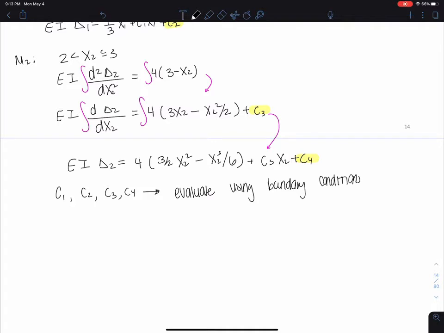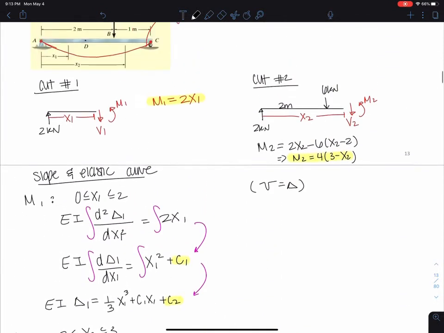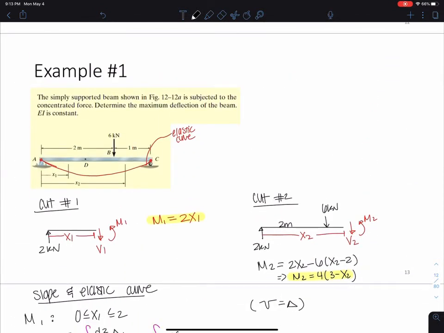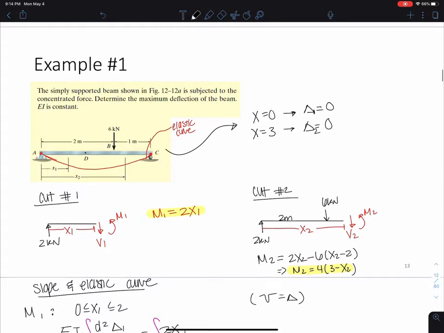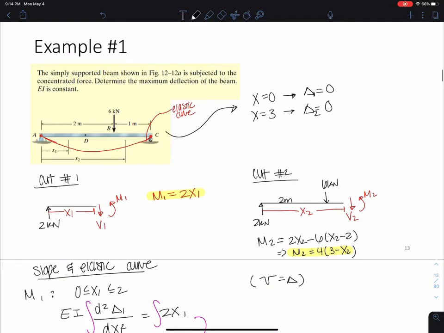What do we know about boundary conditions? So we go back to our problem and we say, well, I know a couple of things about this beam. I know that at x equals 0, my deflection has to be 0. And I know that at x equals 3, my deflection also has to be 0. And this deflection, the x equals 0, falls within x1, and this falls within x2. Okay? I also know a couple of other things. So these are our boundary conditions.